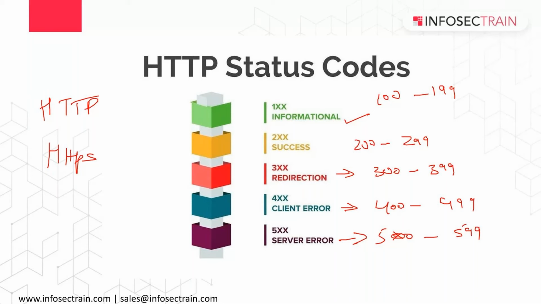If you are getting redirected from one page to another, or if your URL or your protocol is getting redirected, let's say from HTTP to HTTPS, then it is 300. It will show you 300. Now, there are some general status codes that you should know.